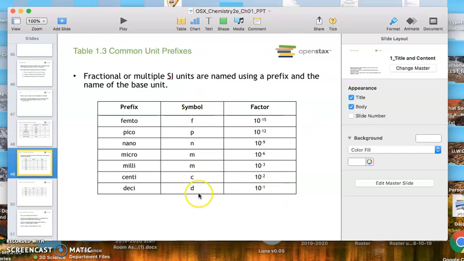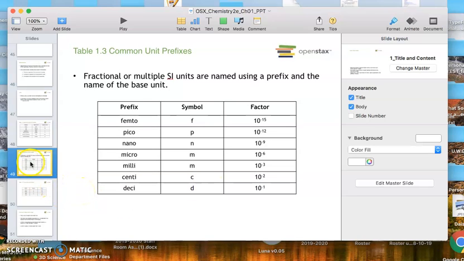Here's the symbol. A centimeter, the symbol for that is cm. A millimeter, mm. A micrometer, it's not an M. It looks like a U, and there's a Greek symbol there. Anyways, I'll show you on the board on Wednesday.